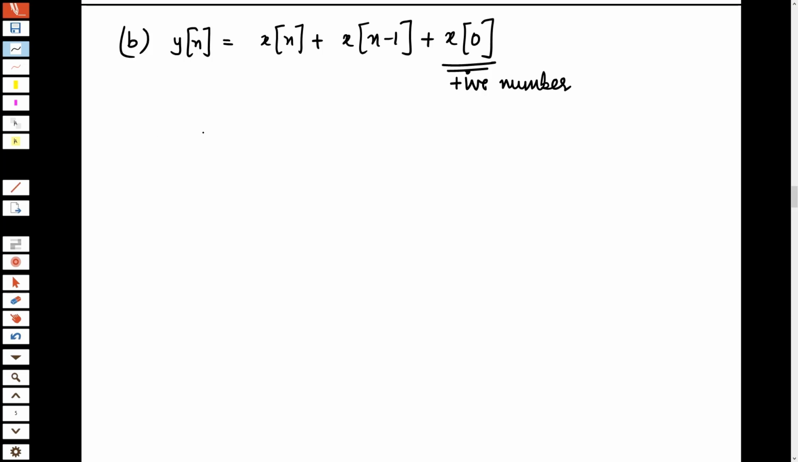Okay, so let's do the same thing. Let's show it for linearity. Now for linearity, it's pretty simple. So I think you can do that yourself and you would be able to show that the system is linear.